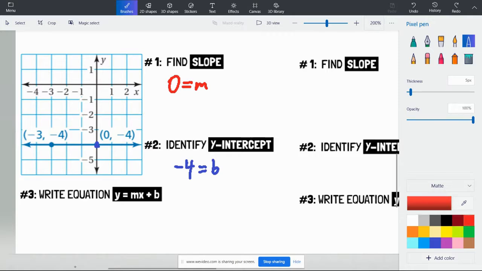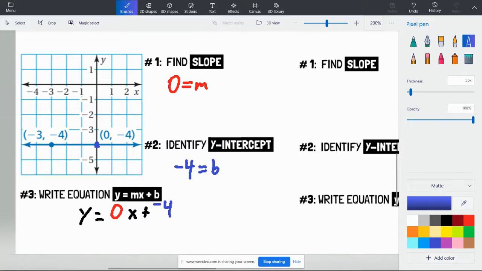Again, all we do is plug these in. We leave the y and x the same. So y equals 0x plus -4. 0x plus -4. Now that's weird.